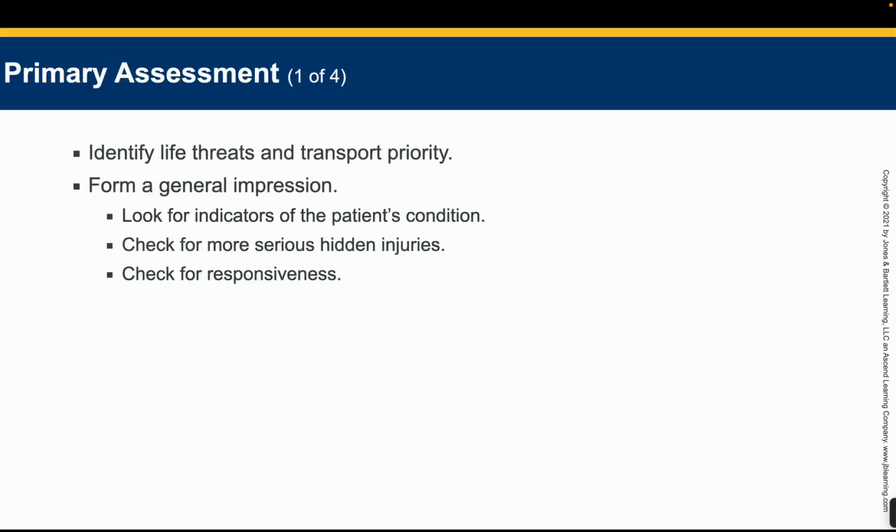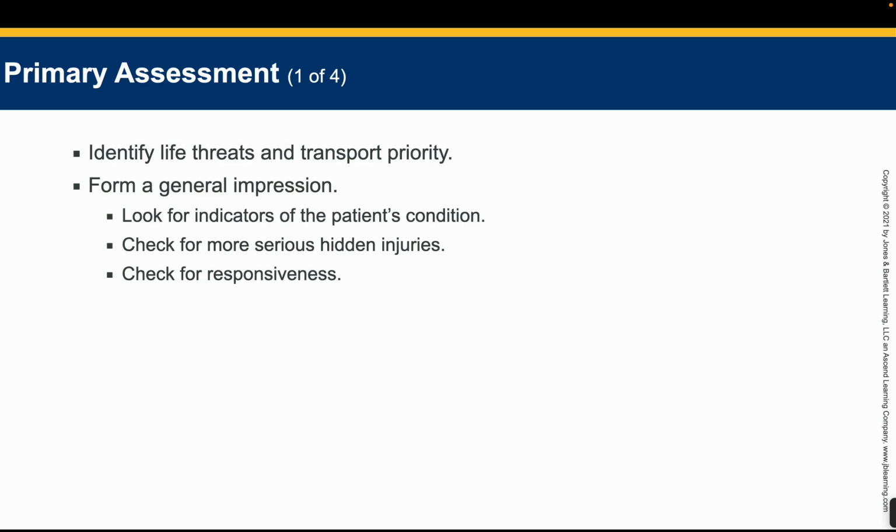The primary assessment is where you identify what's going to kill your patient first and how quickly they need to be transported. You're looking for life threats right away and deciding, is this patient critical? At the same time, you're forming a general impression. That starts the moment you see the patient. How do they look? Sick or not sick? Stable or unstable? You're also watching for any signs of serious head injuries, especially in trauma where not everything is obvious. And don't forget to check responsiveness early on. That gives you a lot of information about your patient's overall condition.